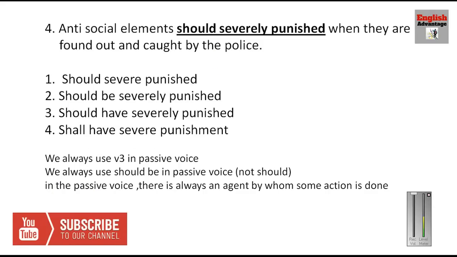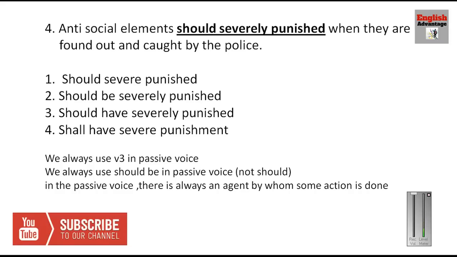Antisocial element should severely punished when they are found out and caught by the police. So in this sentence, if you pay attention, with the should we are using the third form of the verb, that is punished. But the third form of the verb with should is always used with should be. This is a case of passive voice. In the passive voice, there is always an agent which does something. There is always an agent by whom some work is done. So antisocial element is the object of punished. Something is being done on the antisocial elements.